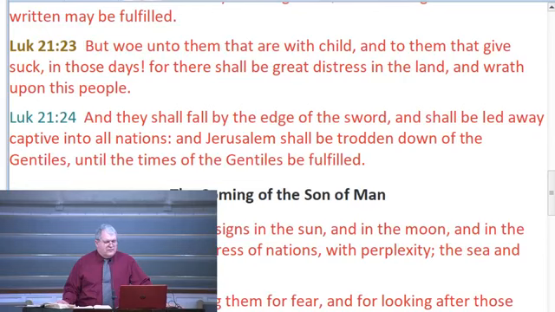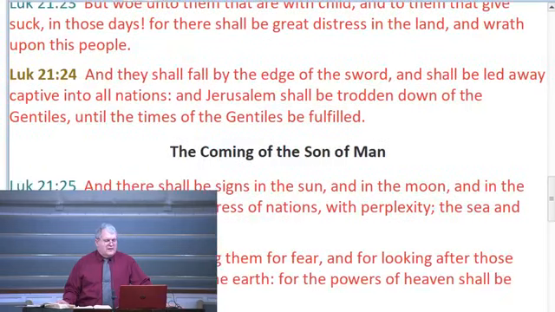Verse 24 says, they shall fall by the edge of the sword and shall be led away captive unto all nations, and Jerusalem shall be trodden down of the Gentiles until the times of the Gentiles be fulfilled. In a sense, what happened in 70 AD was setting up the tribulation. But the final destruction of Jerusalem happens just before the Son of Man returns.